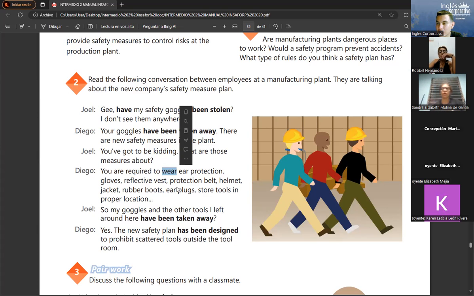Entonces, cuando nos referimos a una prenda, lentes, sombrero, corbata, vamos a utilizar el verbo wear. Por ejemplo, ella está usando lentes. She's wearing some sunglasses. They are wearing jeans. She's wearing some high heels.